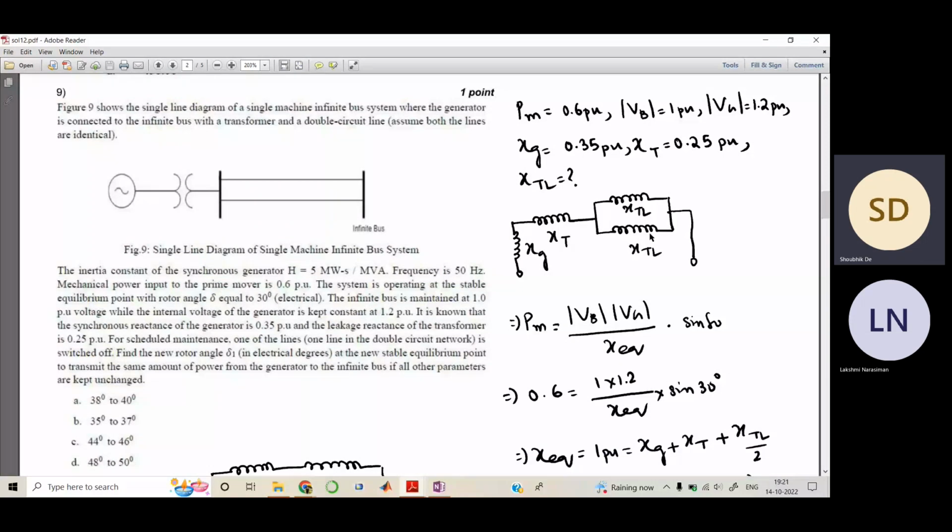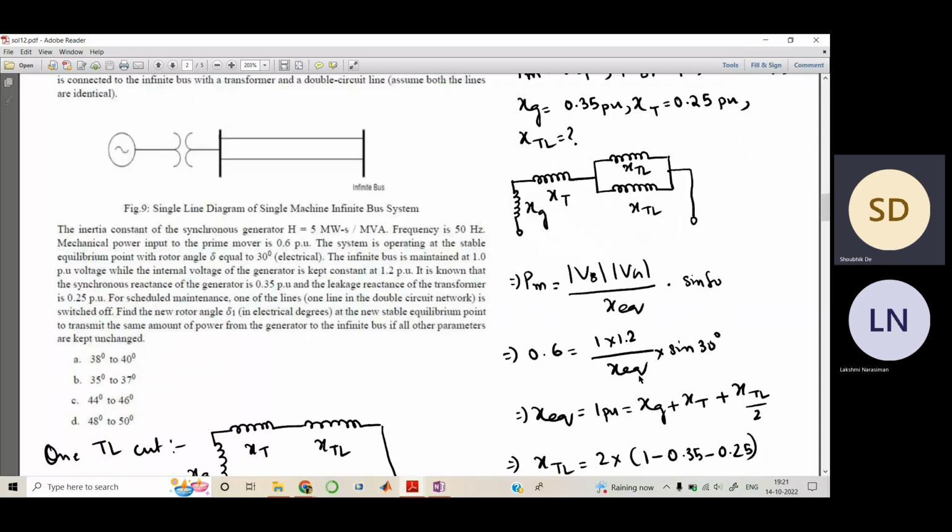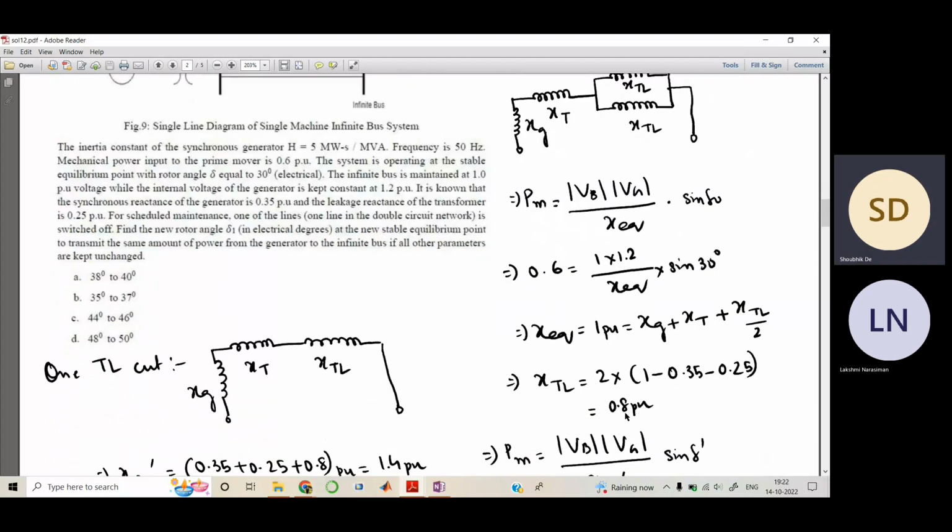For that, we know this equation: PM is equal to the magnitude of Vg into Vb, divided by the equivalent inductance, into sine delta 0. We replace all of these and get the value to be 1 per unit. Now these are connected in series and this is in parallel, which is why it is divided by 2. From this you can calculate the value of XTL. It comes out to be 0.8 per unit.